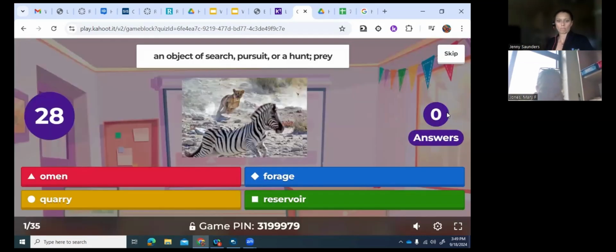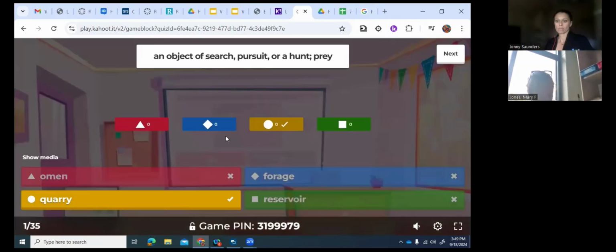So again, now we finally have it. So an object of search, pursuit, or hunt, or prey. And we've got that poor zebra being chased after, about to be lunch. And of course, we know that that is going to be Corey. And so again, it was really neat to see that as the kids go over these, after we've explained them, after they've had practice, they were literally covering the picture with their hands because they wanted to do it without that extra step, without that extra layer of connection. And so that is a great way to do that.